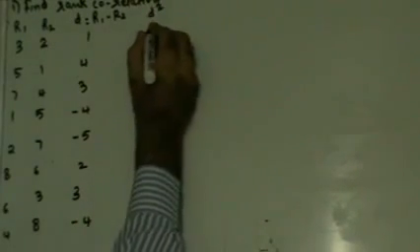How do you find out difference? Difference is R1 minus R2: 4, 3, minus 4, minus 5, 2, 3 and minus 4. Then you find out D square: 1, 16, 9, 16, 25, 4, 9, 16. Add this. This is called sigma D square. So when you add this, you will get 96.